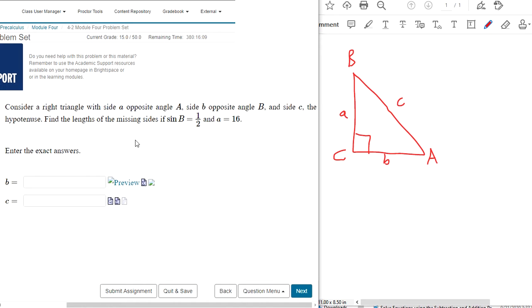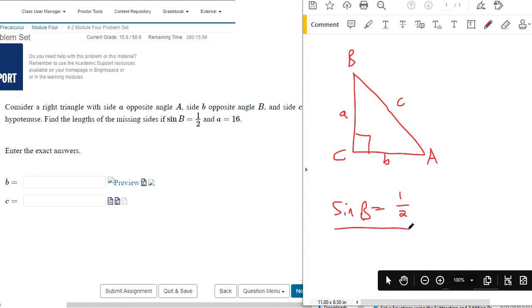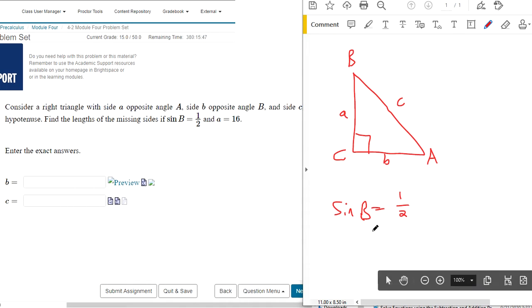So they tell us to find the lengths of the missing sides if sine of B equals 1/2. Now this part, this is where you might want to check out another video because this is kind of like a whole other topic in itself. We're asked to find exact answers. That means we can't use our calculator and make some sort of decimal approximation. When you're trying to solve for an angle in a trig function, there's two approaches that are usually done.